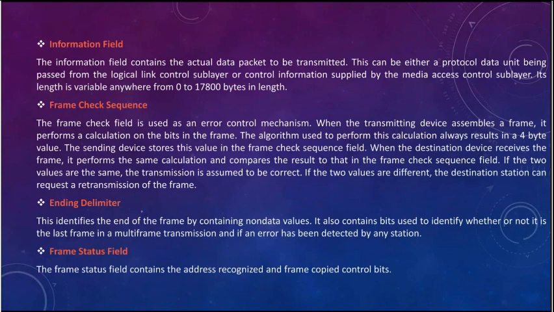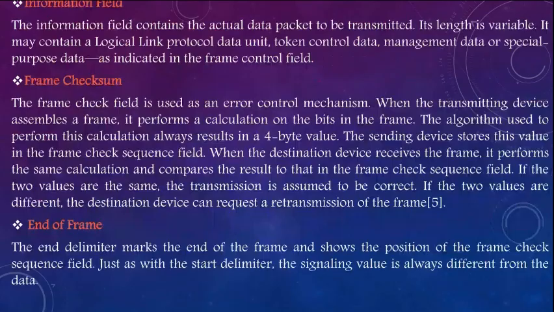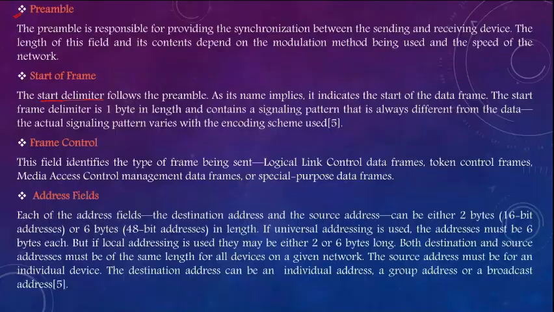The frame status field contains the address recognized and frame copied control bits. It will identify whichever frames it has copied. By identifying the status of the particular field, it identifies the status of that particular station, based on its address and the frame fields. So these are the basics of token bus and token ring.